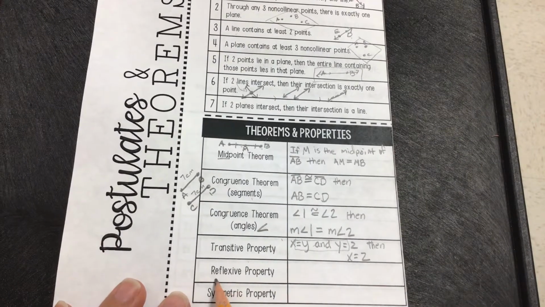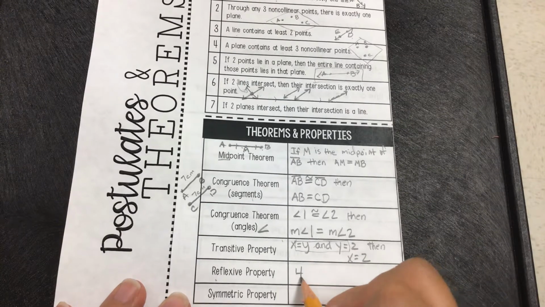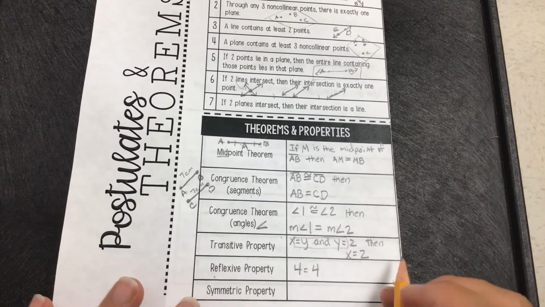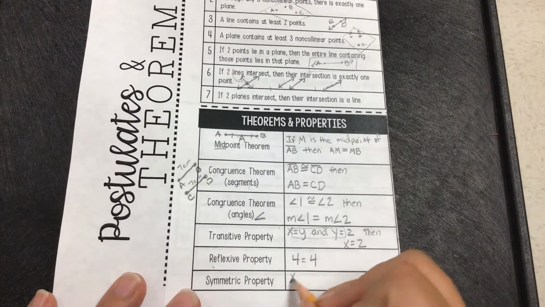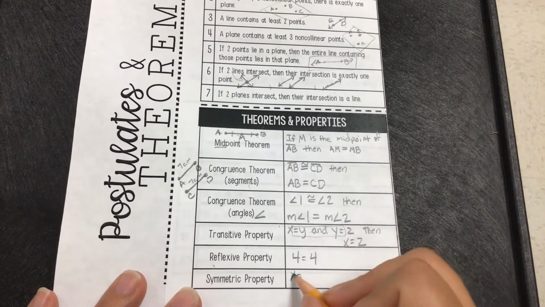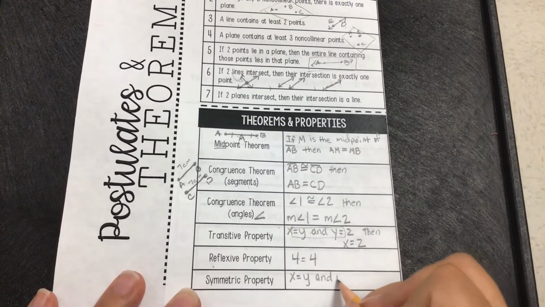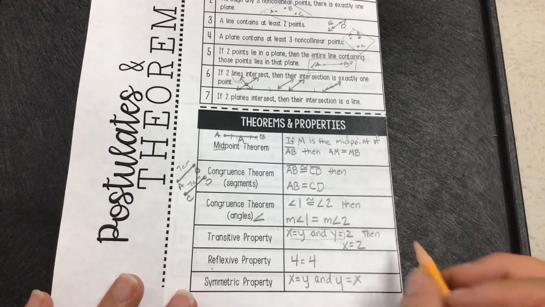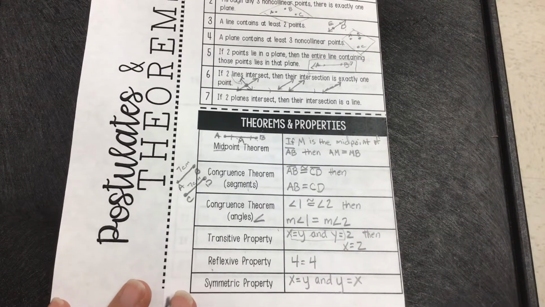The reflexive property is like a reflection. So this one looks like 4 is equal to 4. It's the same on both sides of the equation. The symmetric property looks like x is equal to y and y is equal to x. So they switch the order, but they mean the exact same thing.